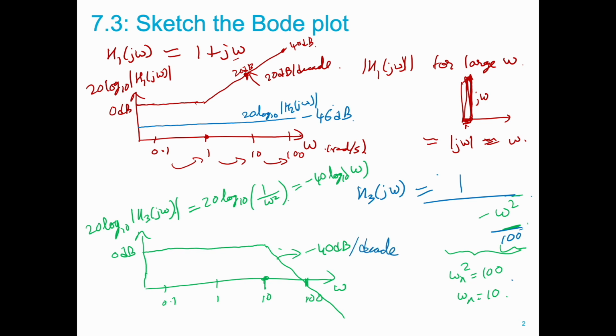So what is the value at 100? It should be minus 40 decibels, because at 10, it's 0 decibels. If I go up by a decade, the magnitude should go down by 40 decibels.